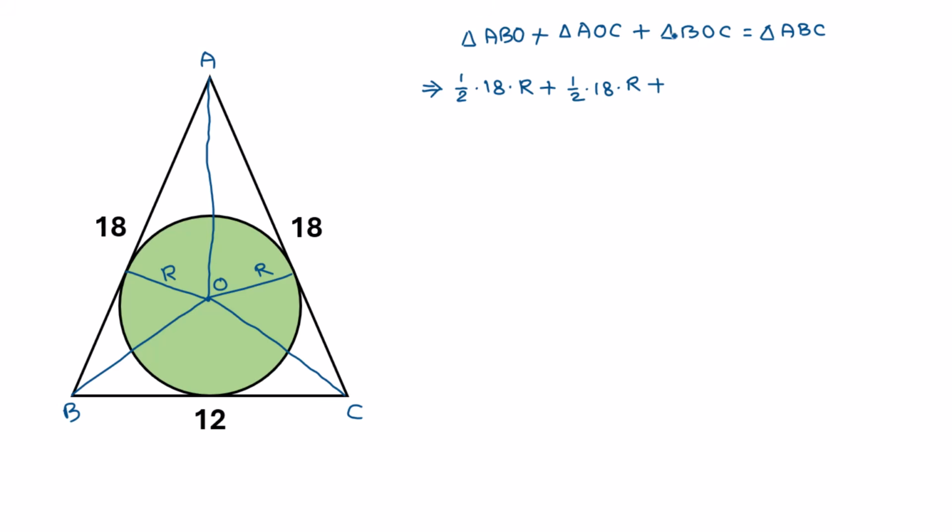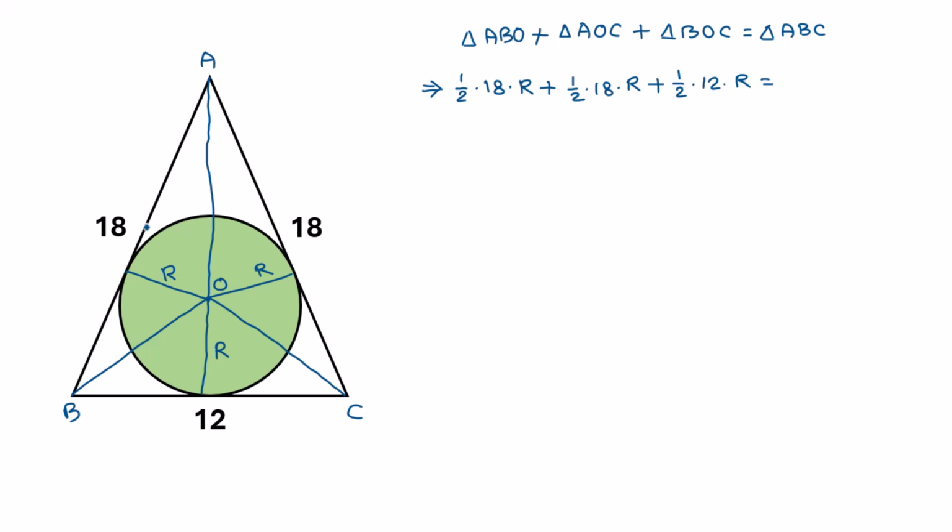Plus in triangle BOC, the base is 12 units and the height of this triangle will be R. So the area of this triangle will be half times base, which is 12, times height, which is R, is equal to the area of triangle ABC.